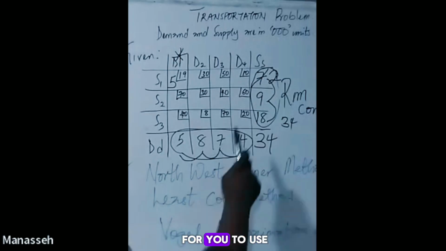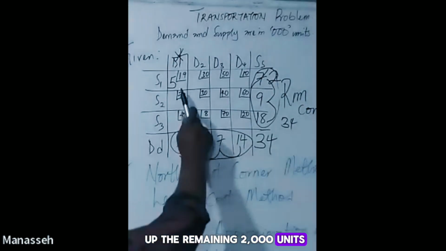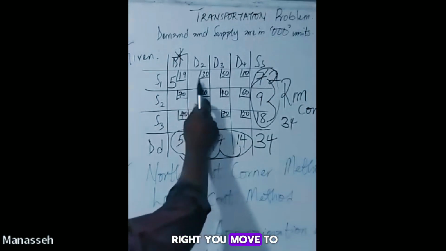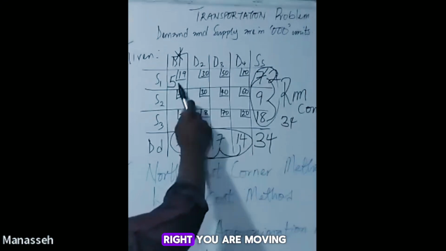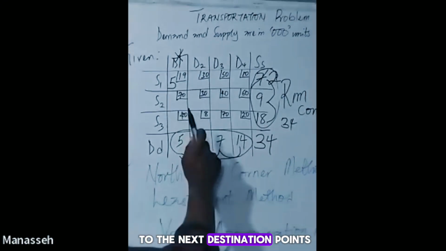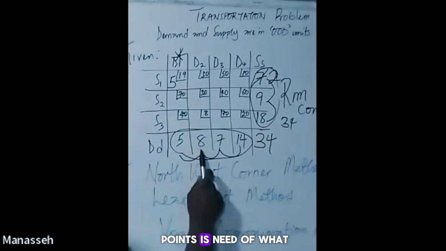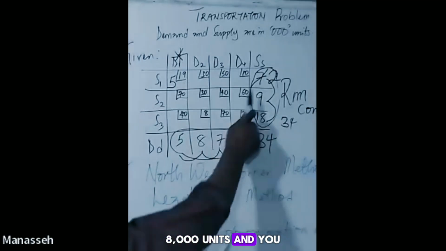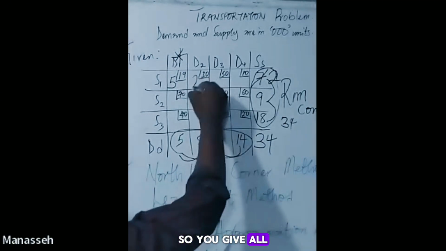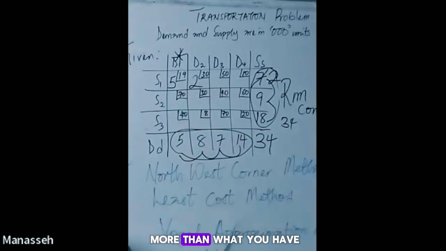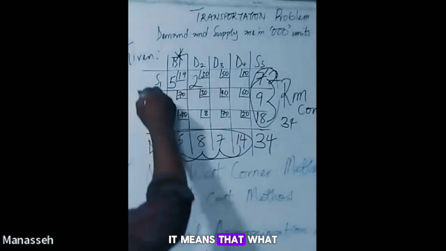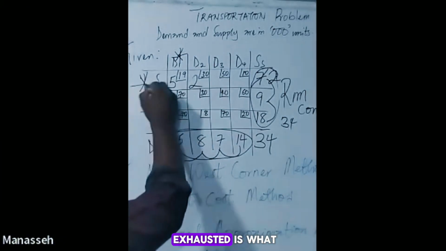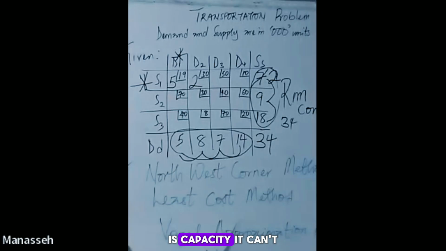So for you to use up the remaining 2,000 units, you move to the right. And moving to the right, you are moving to the next destination point. And the next destination point is in need of 8,000 units, and you have two. So you give all that you have because you can't give more than what you have. So by giving these two, this particular source has exhausted its capacity. It can't give anything else.